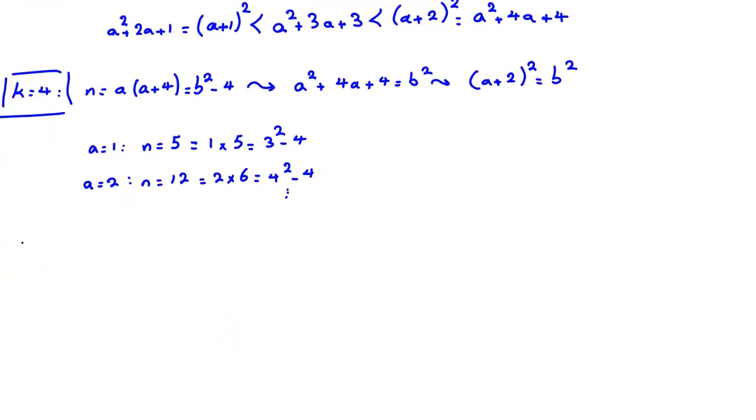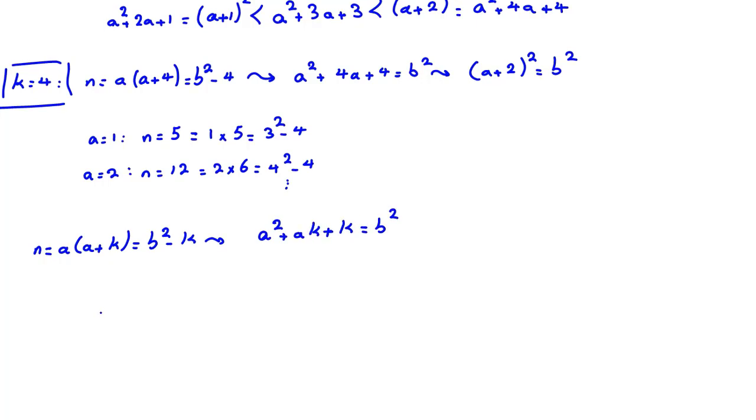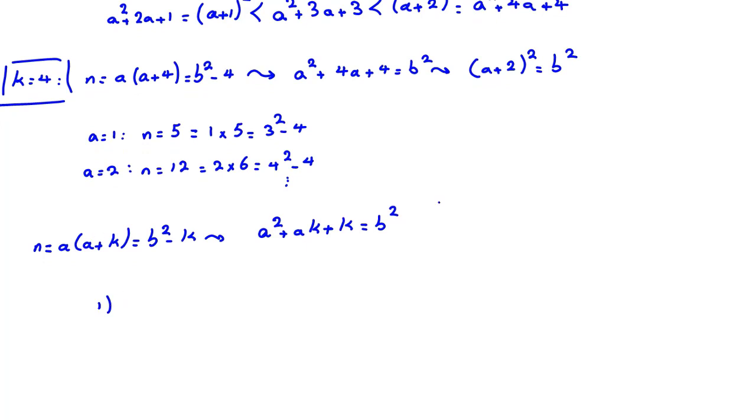Okay? So, for example, suppose we want to find k, but we should consider two cases for k. Let's write first n equal to a times a plus k equal to b squared minus k. So again, a squared plus ak plus k equal to b squared. So we should consider two cases first. And we can say k is at least 5 because we've checked 1 to 4. So case 1, k is even, and case 2, k is odd.